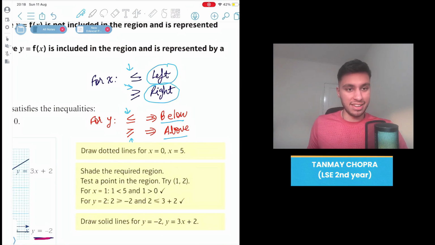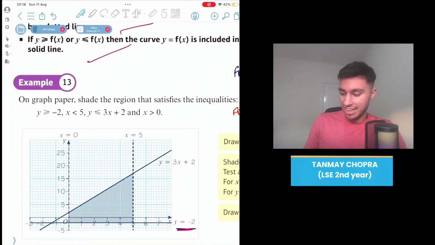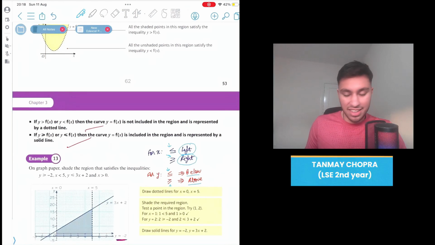What do I mean by that? Let's look at an example. If I see y is greater than or equal to -2, let me zoom out a bit so that you can see. That means y is above -2. I'm going to write above for you here. If I see x is smaller than 5, I want all the x values to the left of x equals 5. Left of x equals 5.